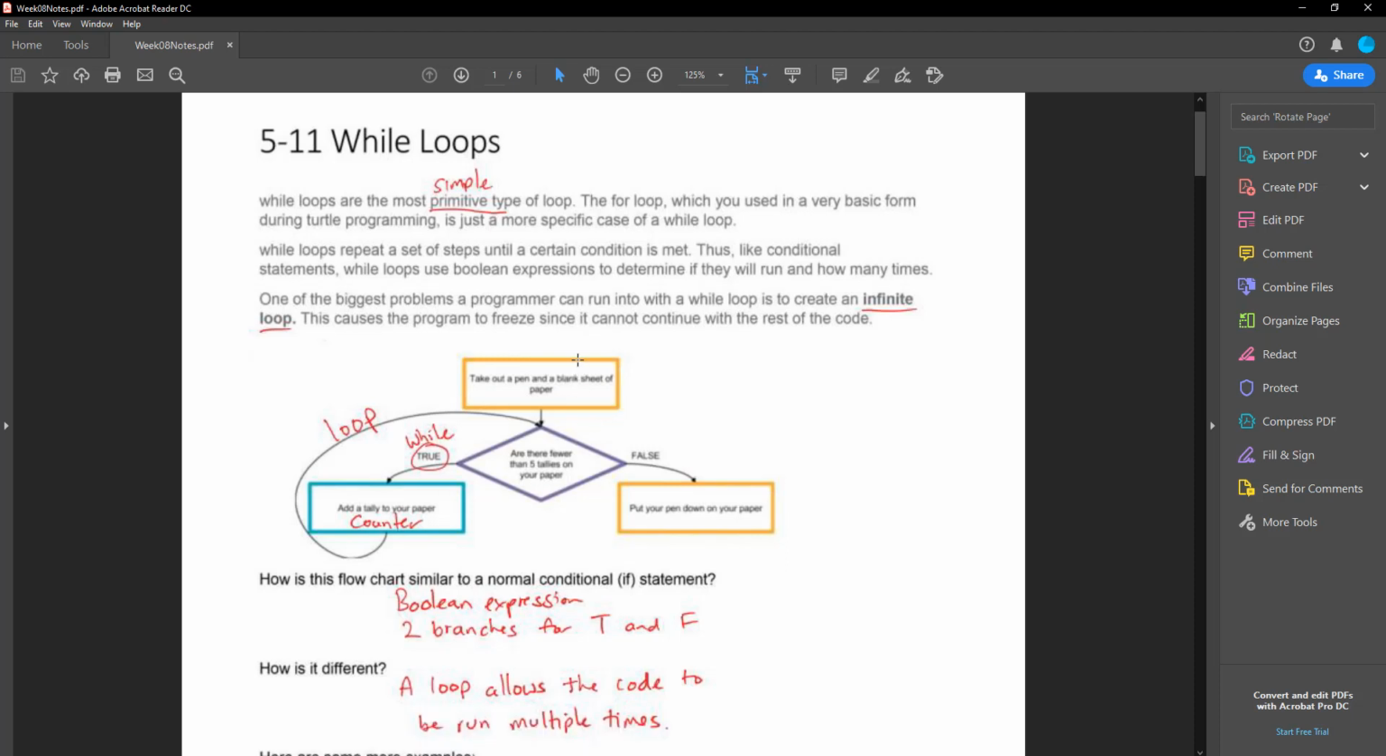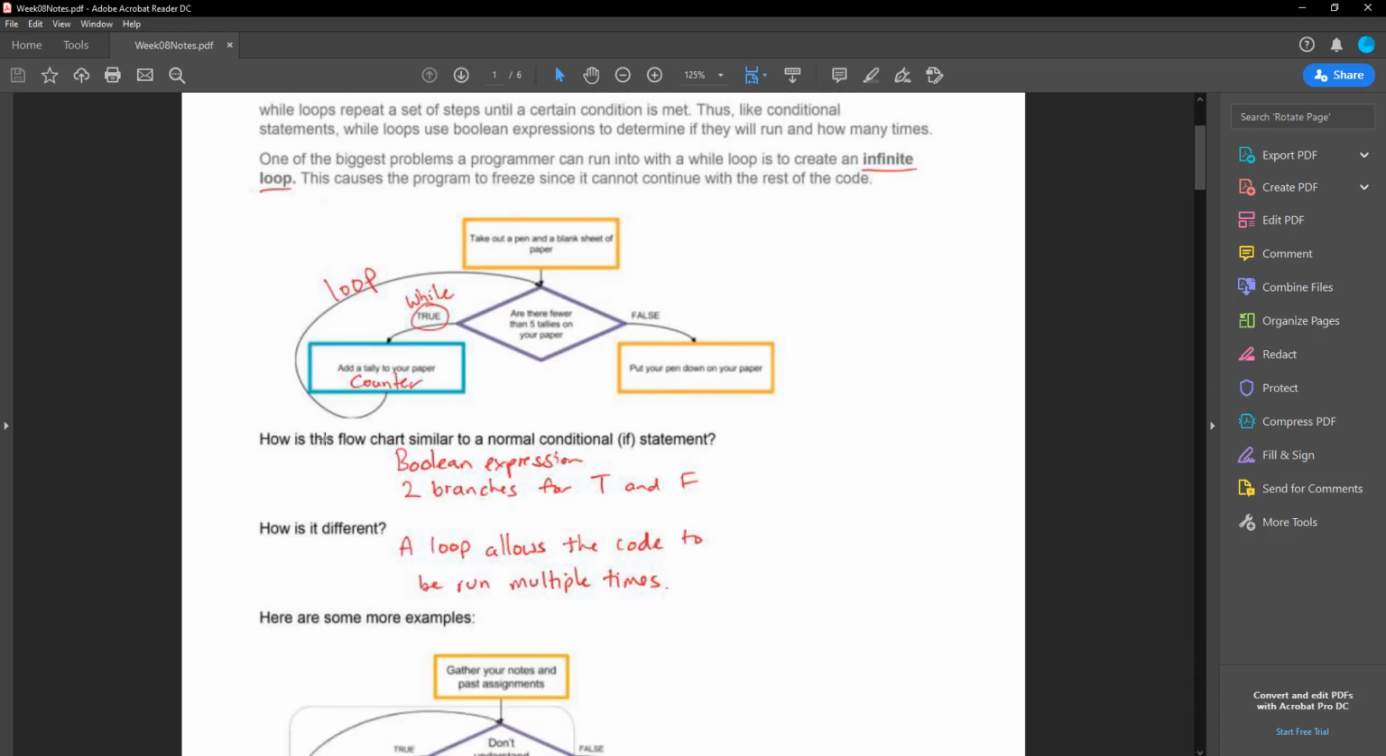So you can look through this, right? Take out a pen and blank piece of paper. Are there fewer than 5 tallies on your paper? While that's true, continue to tally, right? Once you get to 5, you can put your pen down. So as long as you've got that counter working and there's potential for the tallies to go up, then this will keep going. You won't get an infinite loop because once that's done, it will jump out of it, okay?